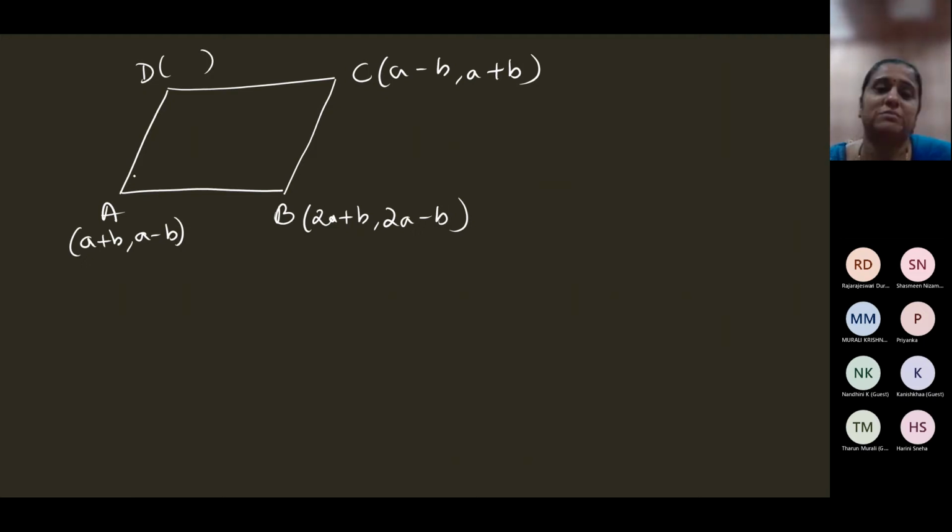Because it's a very common question, mostly found in most of the papers. So now you know A and C. You first join AC. Or you can do it simultaneously. Let me do that. Join BD. So this is O. O is the midpoint of AC and BD. Now, how do you find the coordinates of O? Midpoint formula: x1 plus x2 by 2, y1 plus y2 by 2.